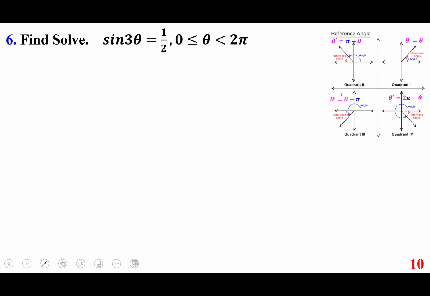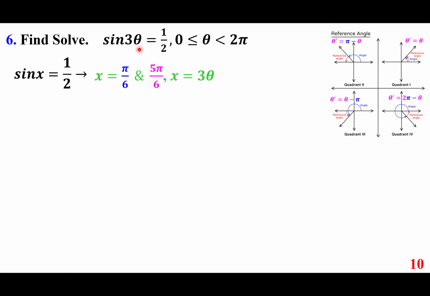All right, we want to solve the equation sine 3 theta equals 1/2, and we are interested in the first complete revolution from 0 to 2 pi. All right, ignore the 3 theta. Let's say it's x. Sine x is 1/2, and x is either pi over 6 or 5 pi over 6, where x is actually 3 theta.